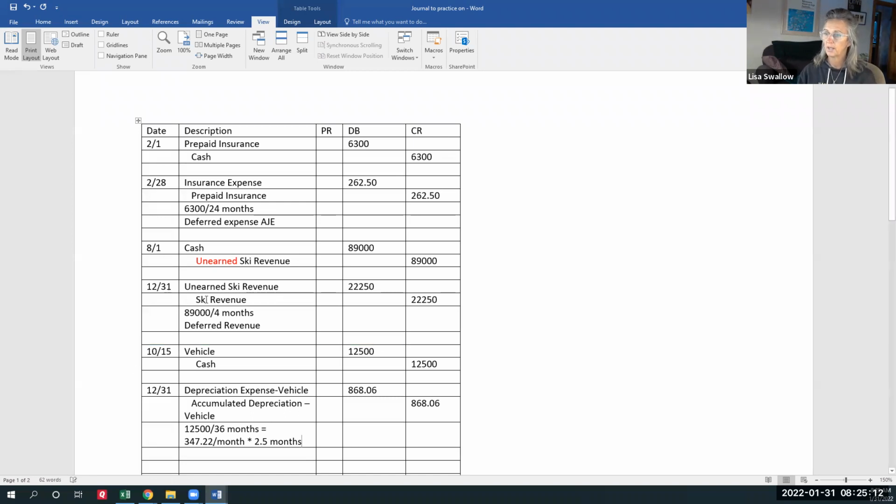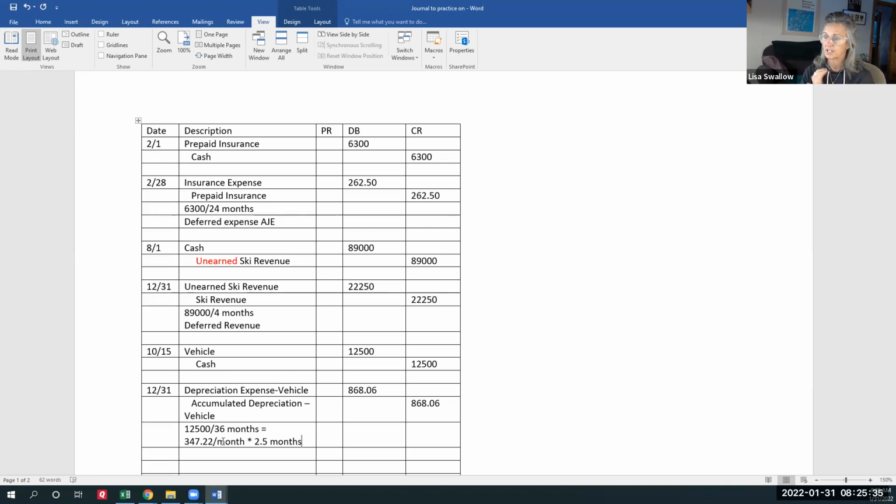Okay, so when he bought the car, he wrote a check. Vehicle is a fixed asset, it goes on the balance sheet. Then after 2.5 months, I figure out how much this vehicle depreciates per month. And that doesn't mean it goes down in value. It means I'm allocating the cost of the vehicle over 36 months.